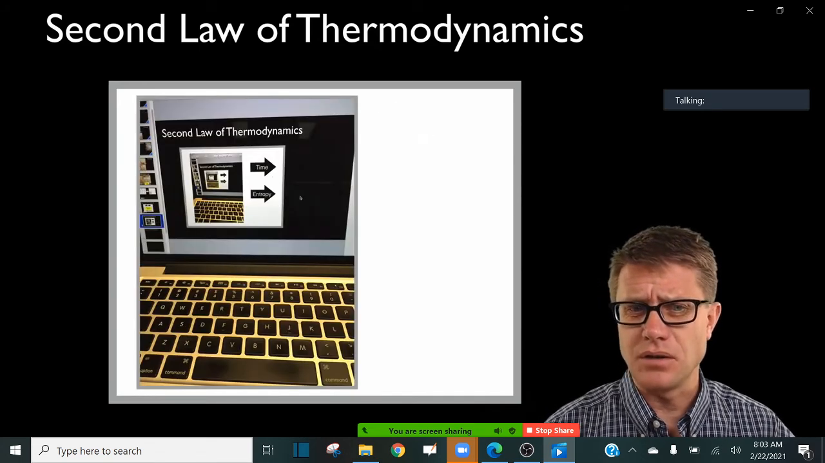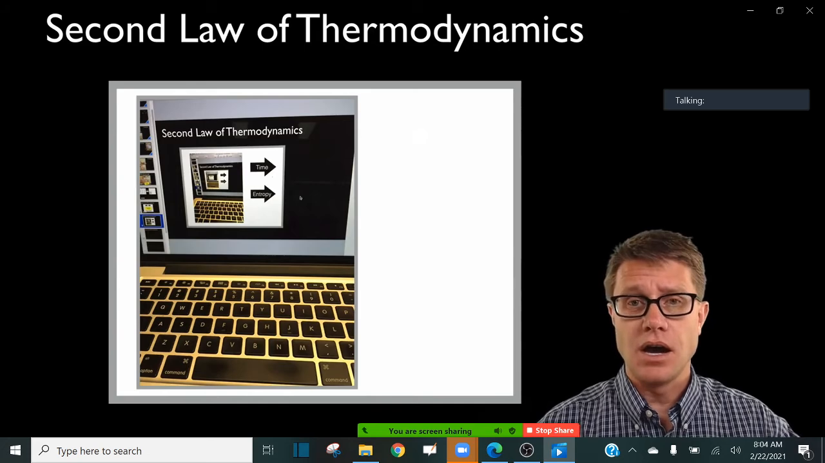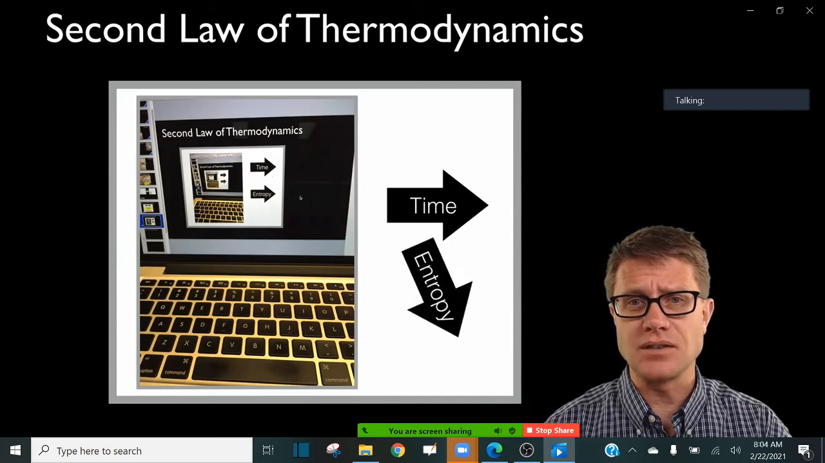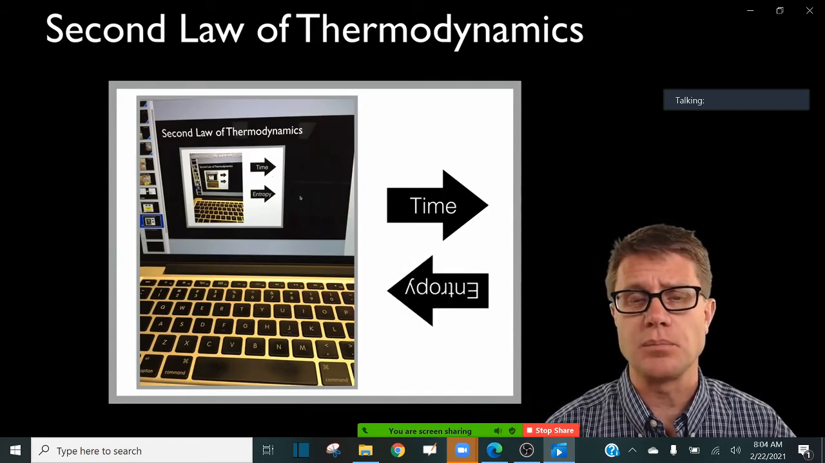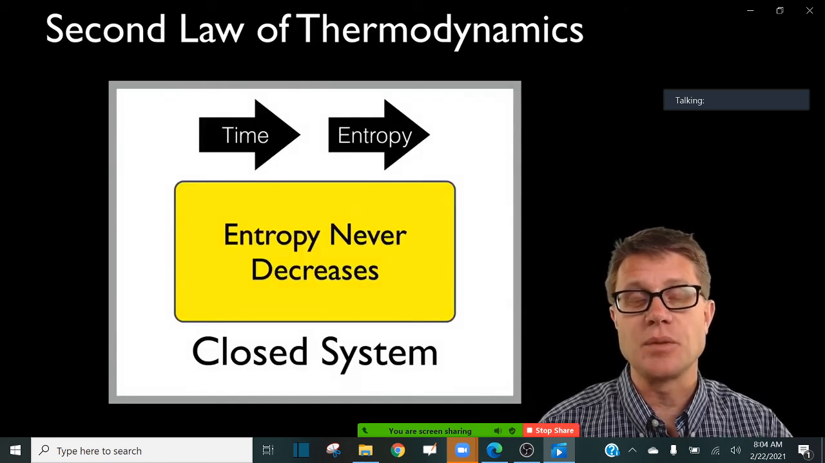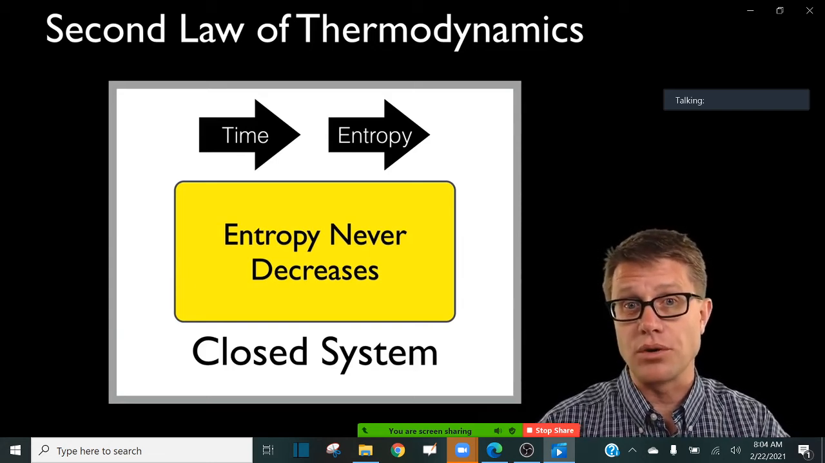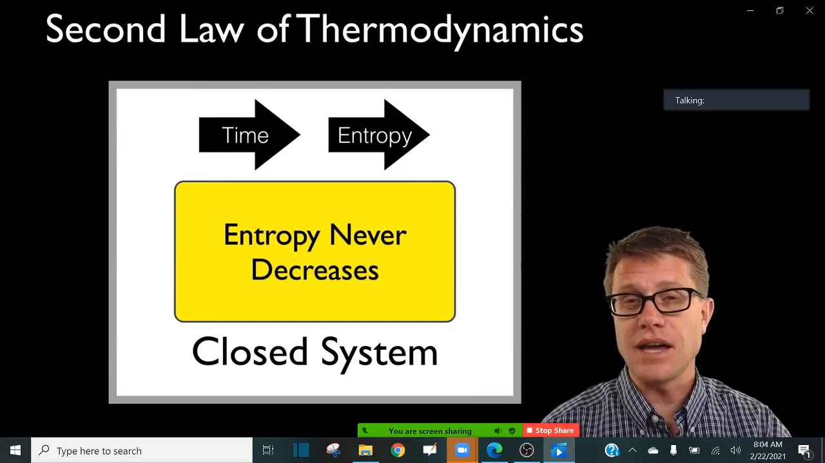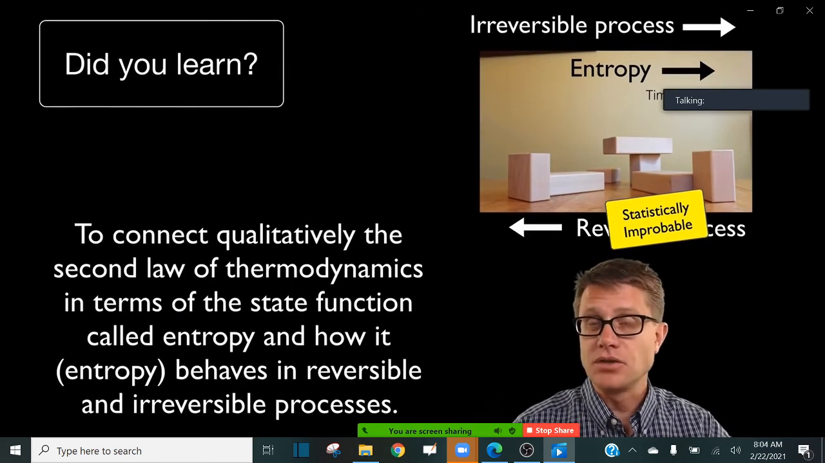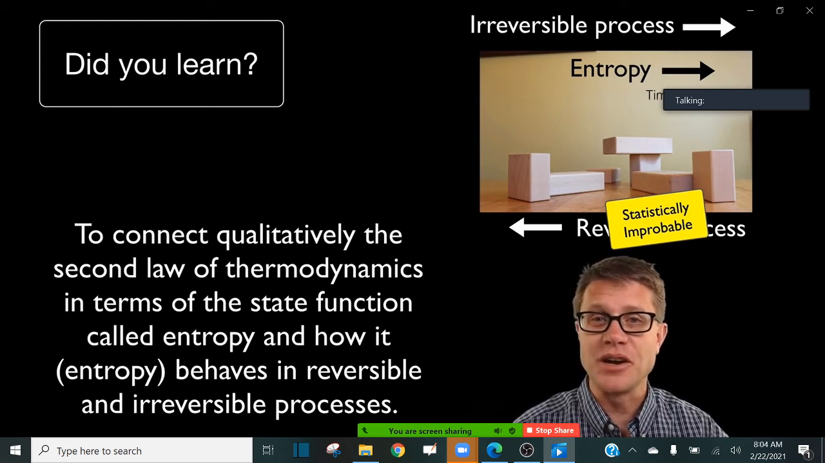But this might seem counterintuitive. How could I make something like this video and this computer? They seem to have a huge amount of order. They don't seem to be chaotic. And so it seems like time and entropy in this case are reversed. Over time, we have something that's more complex. Well, you have to step back and remember what I said very carefully. Entropy never decreases, but that's in a closed system. This computer and this video are not a closed system. I made them more ordered by making the surroundings less ordered. And that leads into this whole idea that over time, entropy is going to increase in the environment. And so did you learn to connect qualitatively the second law of thermodynamics and the state function of entropy? I hope so, and I hope that was helpful.